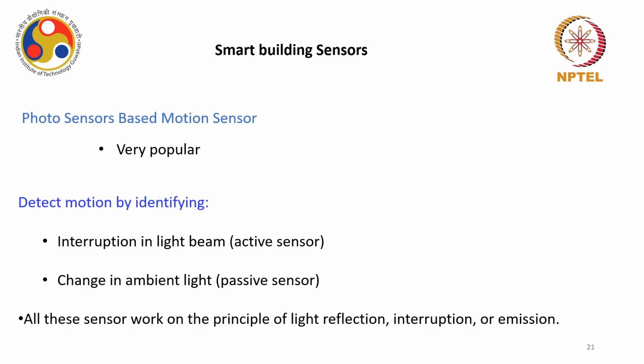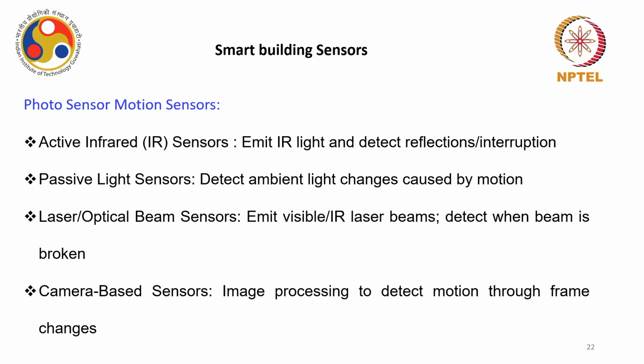It can be an interruption in the light beam, which comes under active sensors, or it can be a change in the ambient lighting condition, which comes under the passive sensors, because no active light source is involved here. So all these sensors work on the principle of light reflection, its interruption by the objects under movement, or by emission of the light by the object itself.